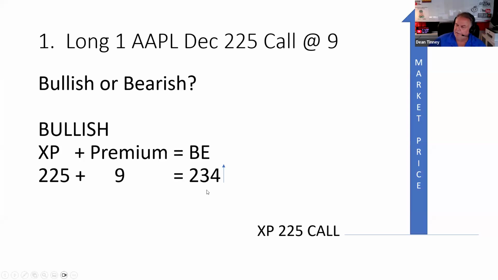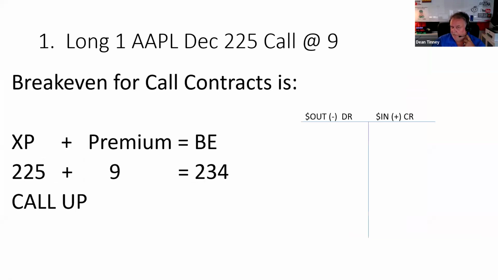Call up is a great mnemonic for intrinsic value. If the market price of the stock, 227, is greater than the strike price of the call, 225, the contract has intrinsic value. Call up is great for break evens. The break even in calls is strike price plus premium. 225 plus 9, 234. So a great memory aid device.